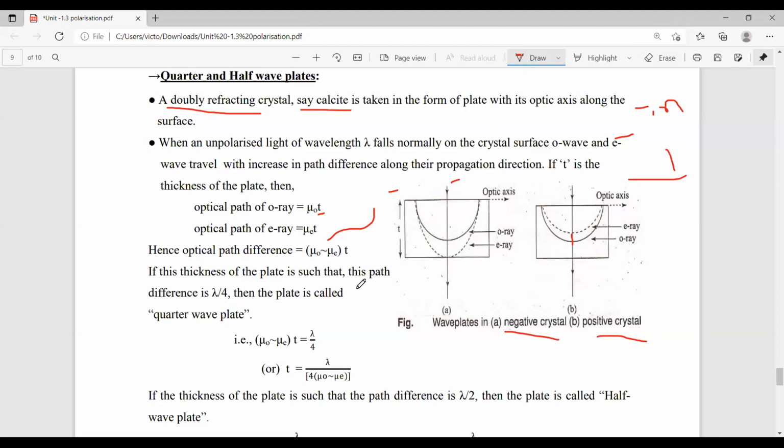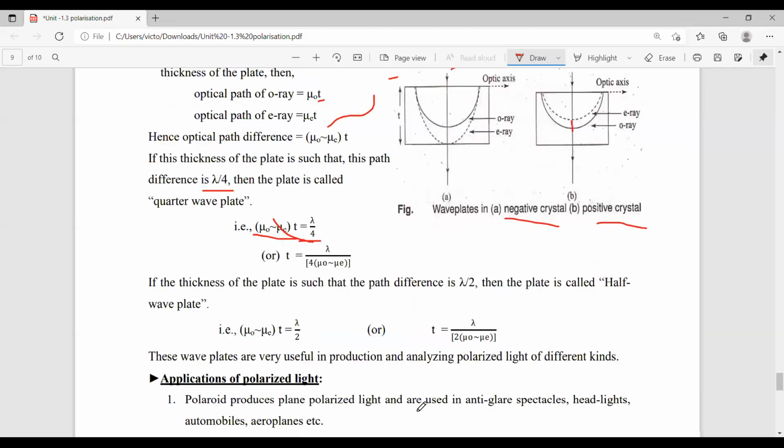But in a quarter wave plate, what is the meaning of a quarter wave plate? Here the light travel distance is lambda by 4. This is the path difference between the E ray and O ray, and this is the path difference traveled by the light. So by comparing these two values, finally we get the thickness of the plate T equal to, by cross multiplying, lambda by 4 into the difference of mu naught and mu E.